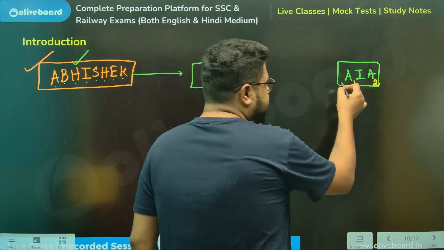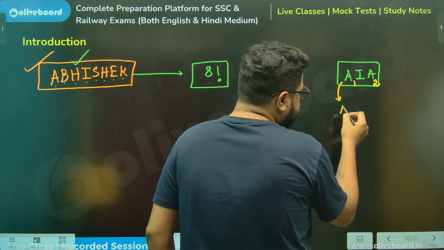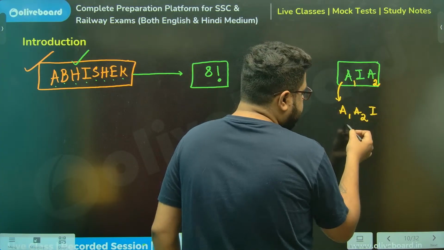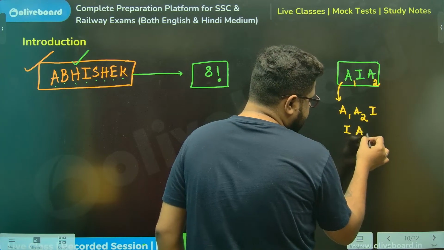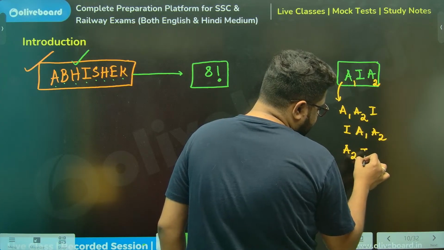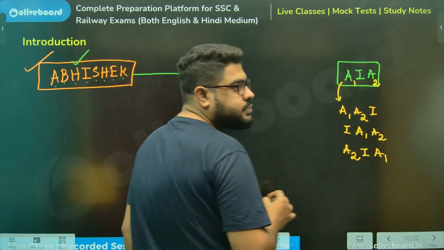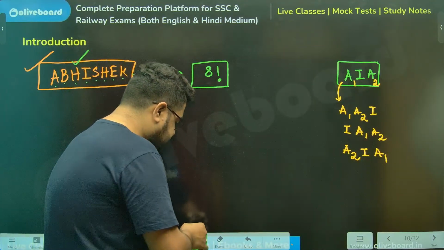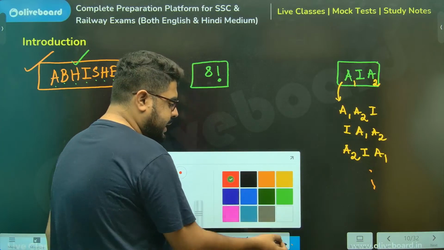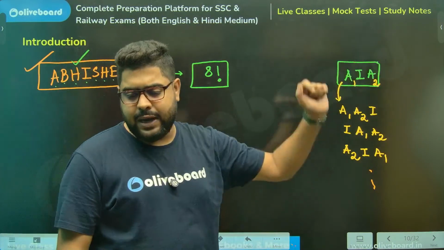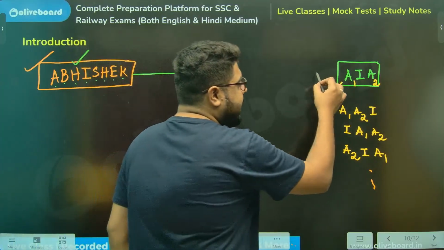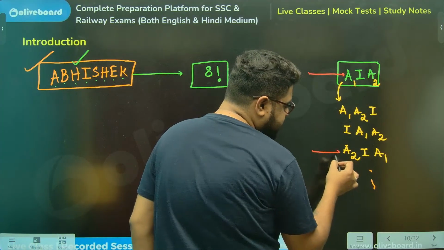You see, when I permute, the permutation can be A1, A2, I. The permutation can be I, A1, A2. The permutation can be A2, I, A1. Now please understand, and it will continue, right? But if I don't write A1 and A2, and both look like A and A, can you tell the difference between this one and this one, sir?